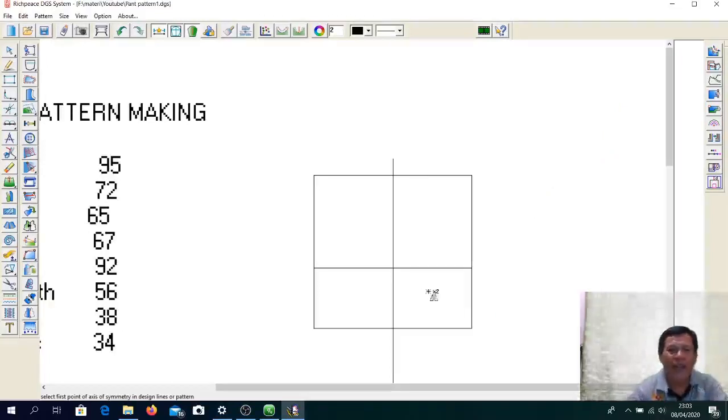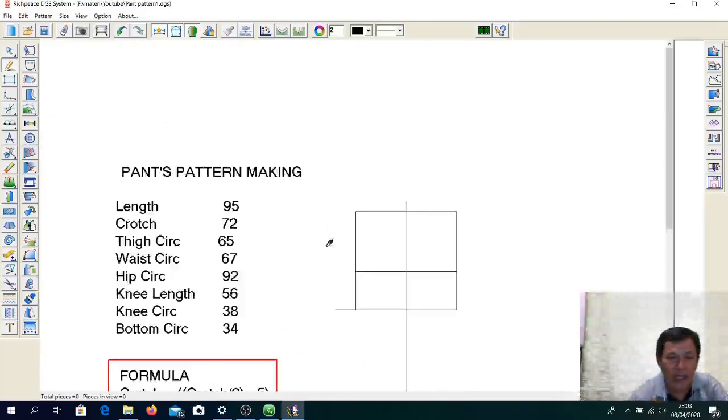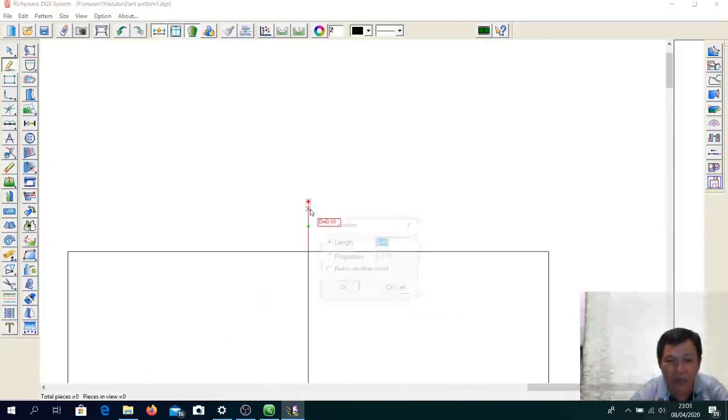Okay, then how do we continue with the pattern making for these pants? We will add first for the front body. For the front body, usually we add 6 cm here, and then if we see the knee length is 57, 56. 56, so we must have this as 56.